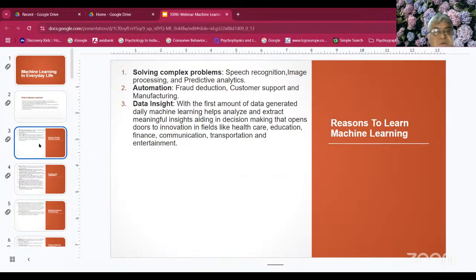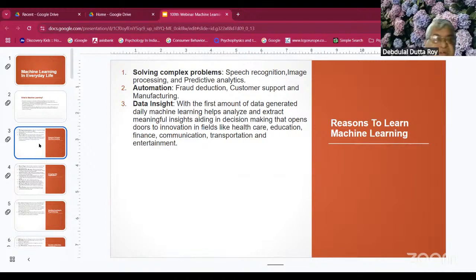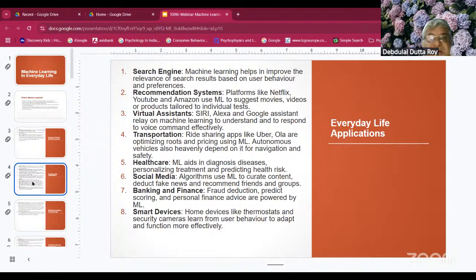So these three reasons are very, very important. And I will show you how you can interpret the pattern, especially when the pattern is based upon psychological data. Machine learning is part and parcel of our everyday life. We regularly use different search engines, virtual assistants, recommendation systems, transportation, healthcare, social media, banking and finance, smart devices. We are regularly using them.